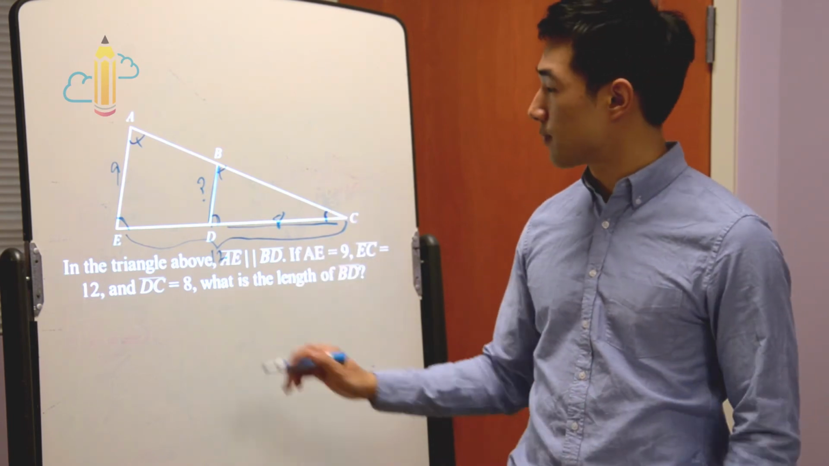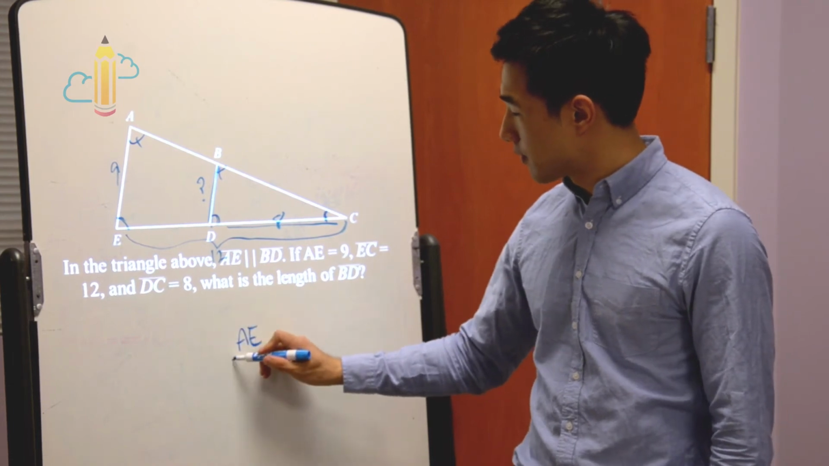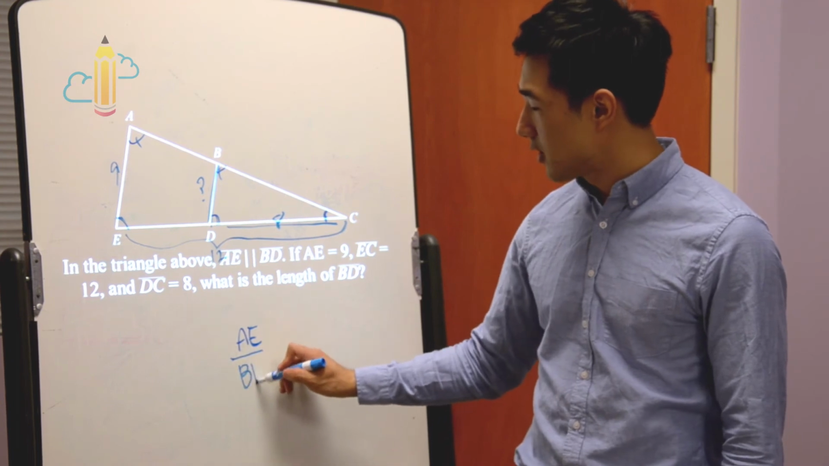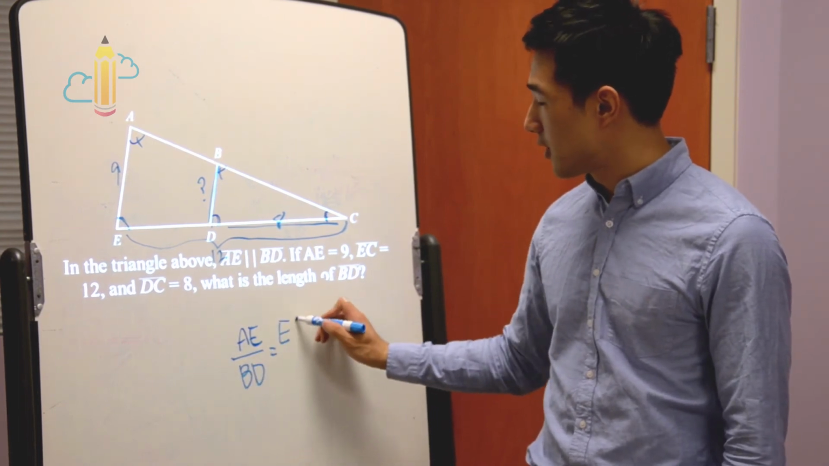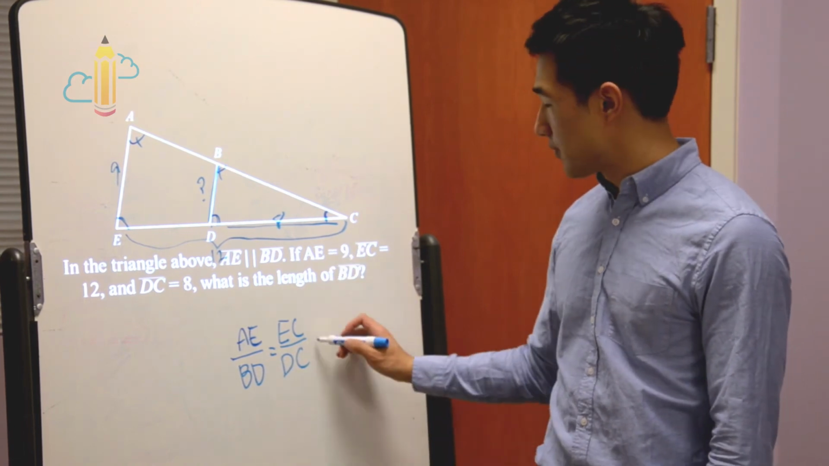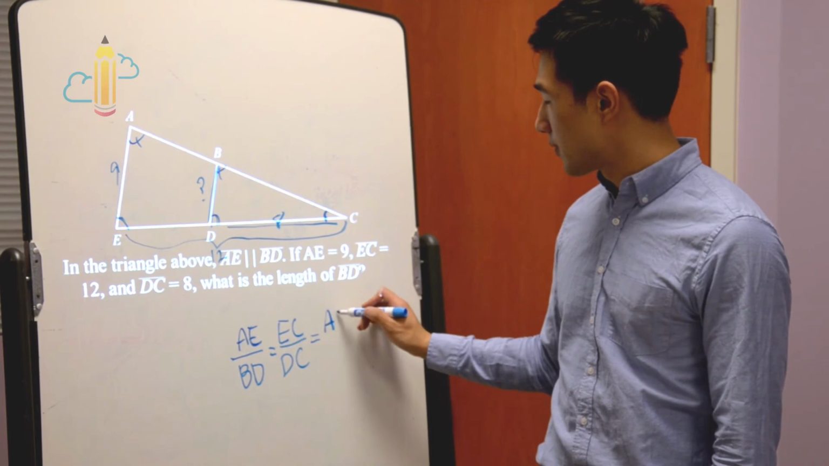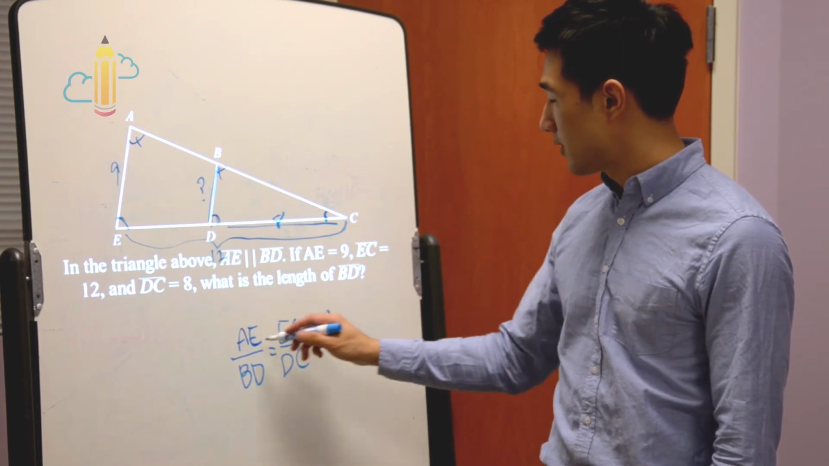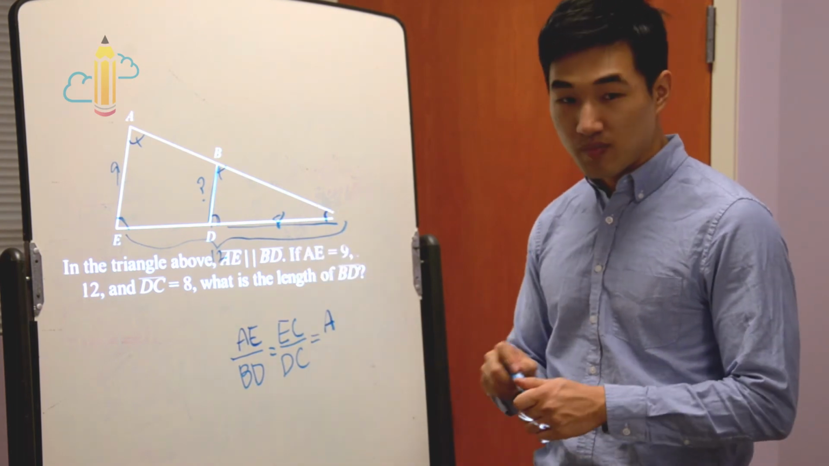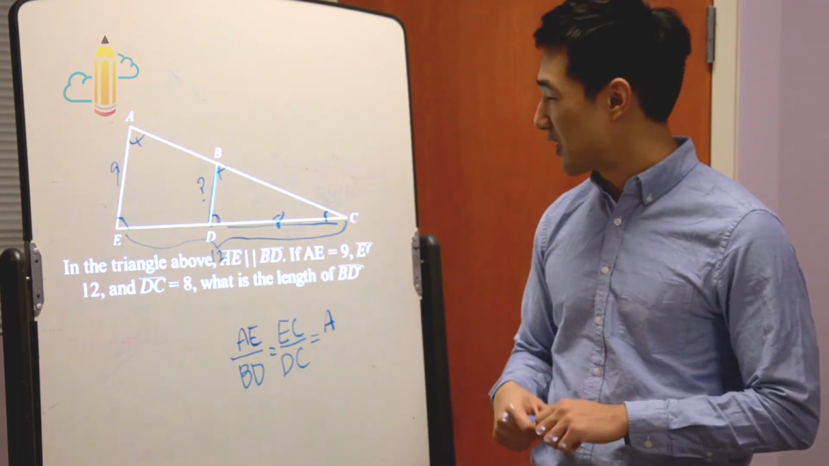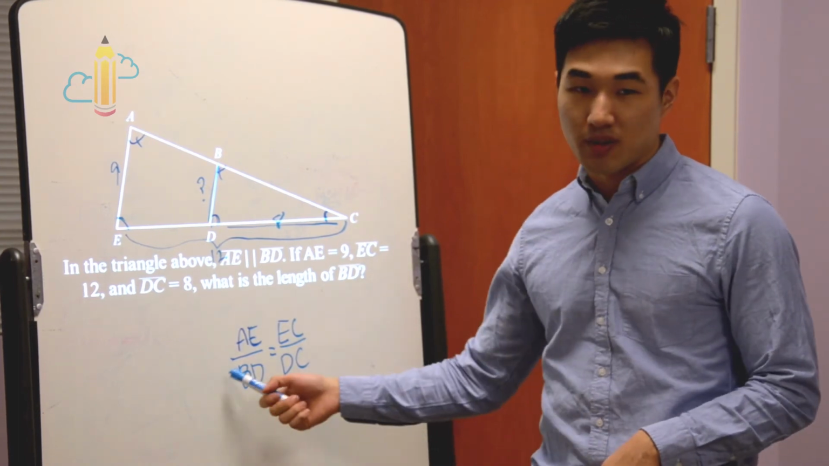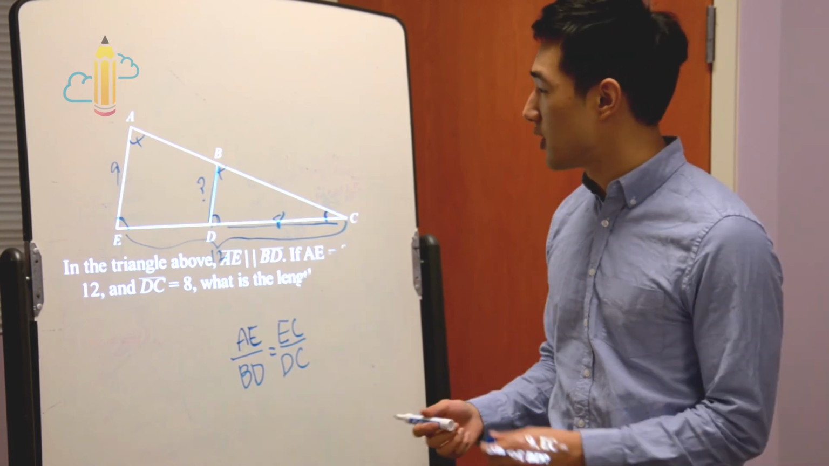So what can we do? AE over BD equals EC over DC, which is also equal to AE over BD. You don't always have to set up all three of them. You just need to do the ones you need.